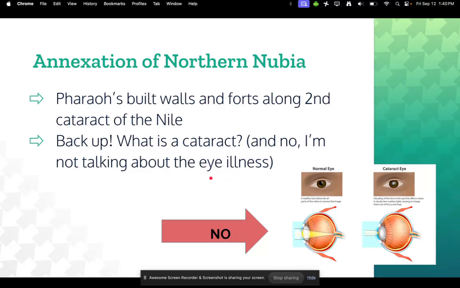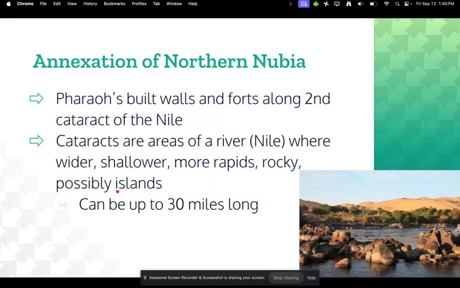So you're probably like, wait a minute, what is a cataract? And no, I'm not talking about the eye illness cataract. There's another kind of cataract. So cataracts are areas of the river, so in this case, the Nile, where it is wider, shallower, a lot more rapids, rocky, like you can see right here, and there's possibly islands as well. So this is a picture of what a Nile cataract is.